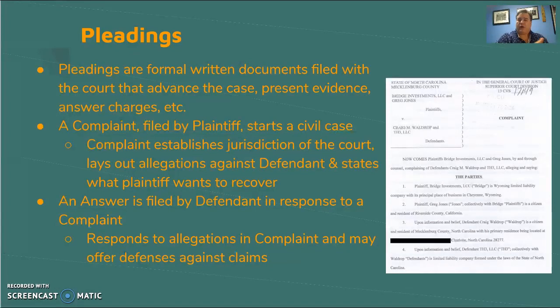Is this a suit in law or a suit in equity, or both? Do they want money? Do they want some other thing that the court can deliver, like an order of protection, for example? So the complaint is filed and then served on the defendant, and the defendant has a certain amount of time to answer the complaint. The defendant, in their answer, responds paragraph by paragraph to the allegations in the complaint, and often also advances affirmative defenses against the claims made by the plaintiff.